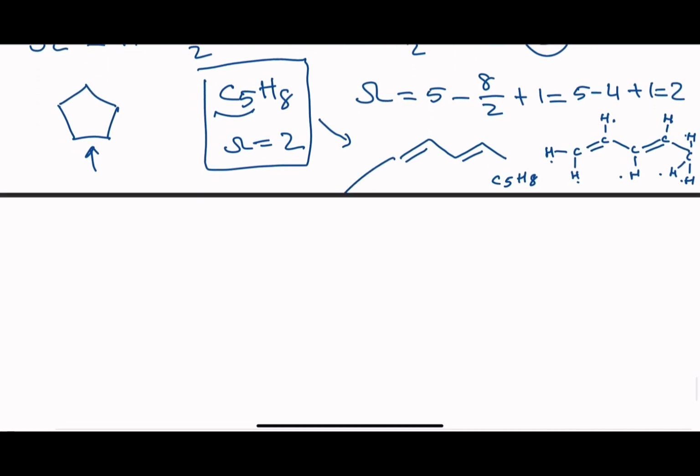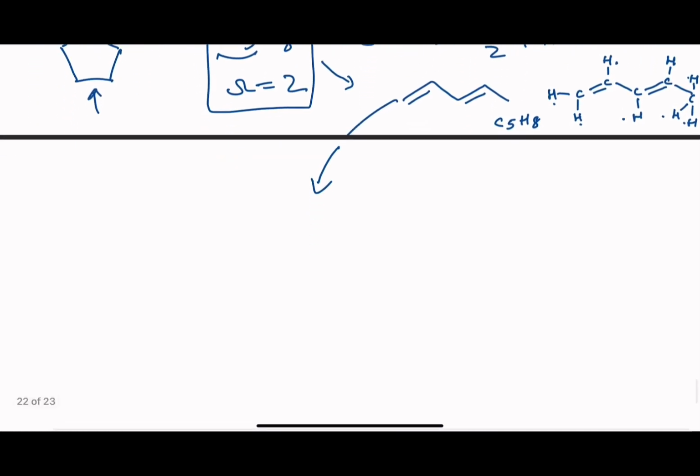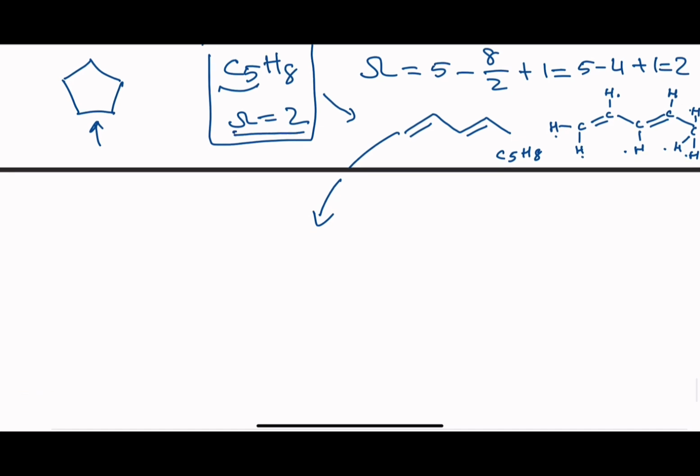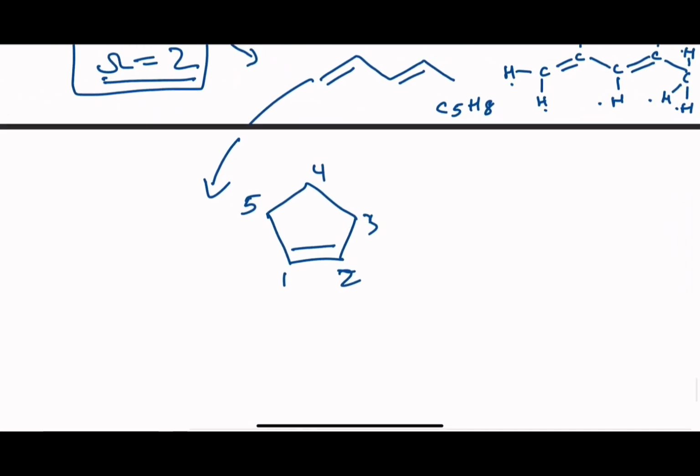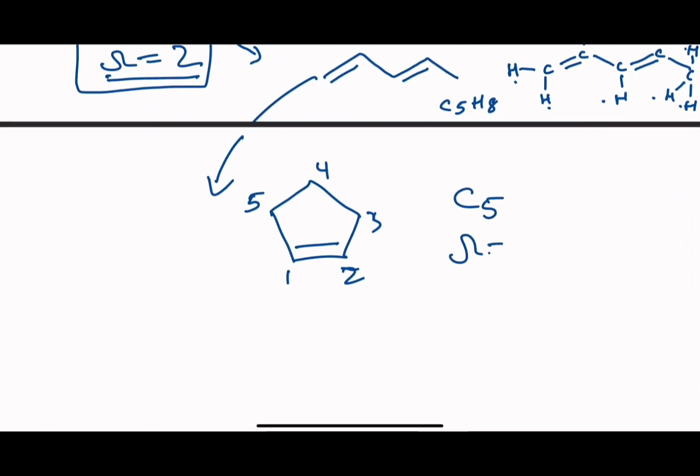How about we draw another isomer of this C5H8? So I got the 2 unsaturation, right? Can I draw the shape like this? This is 1 and then another 1. So I got 1, 2, 3, 4, 5. This is 5 carbons, right? C5. And I tell you my number of unsaturation is 2, because one is coming from the double bond, the other one is coming from the ring.